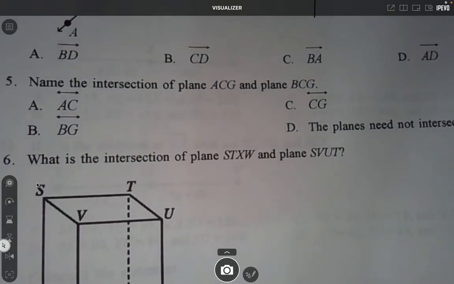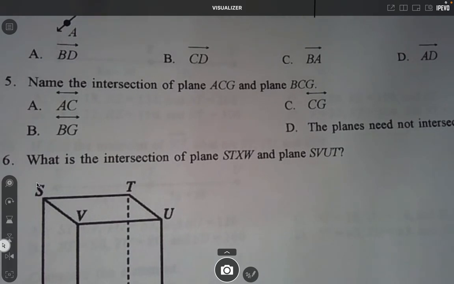Number 5. What is the intersection? You don't even have to drive this one. If you have ACG and BCG, what's the same? Oh, CG. That's your answer. It's just CG. So that's answer choice C.